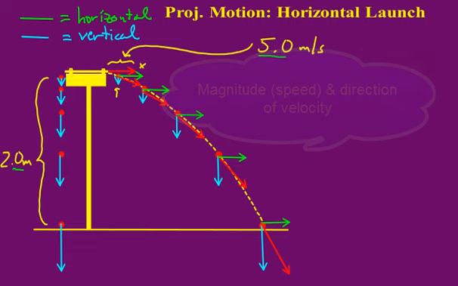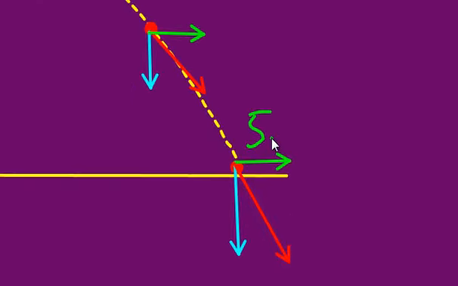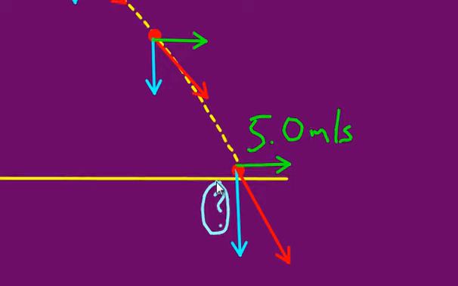Okay, now let's look at what we know at this point. We know that when the marble hits the ground, it still has a horizontal speed of 5.0 meters per second. Hopefully you can see that if we knew what the vertical speed was, then we could do the Pythagorean theorem, x squared plus y squared equals c squared, square root. We could solve for the resultant velocity, which is that red diagonal. And that's exactly what we're going to do. But before we can do that, we need to get this y velocity. Okay, so let's do that.